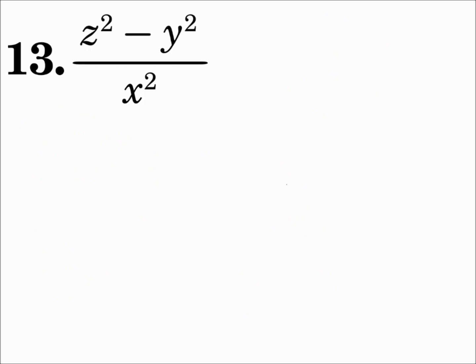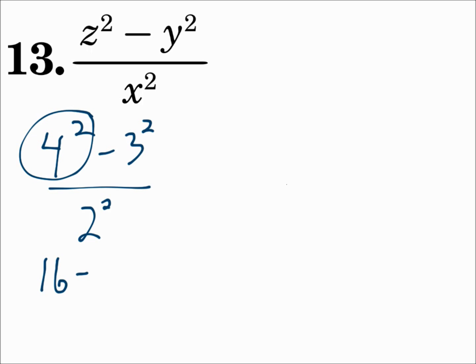For number 13, first, substitute the values for the variables. Z is 4, y is 3, and x is 2. We do have a fraction bar, so we'll do the numerator first. In the numerator, you have exponents and subtraction. Please excuse my dear Aunt Sally. Exponents will be first. Do them left to right. 4 squared is 16.